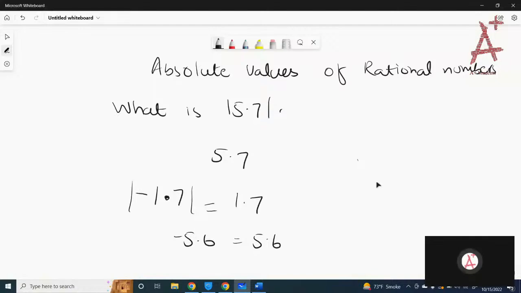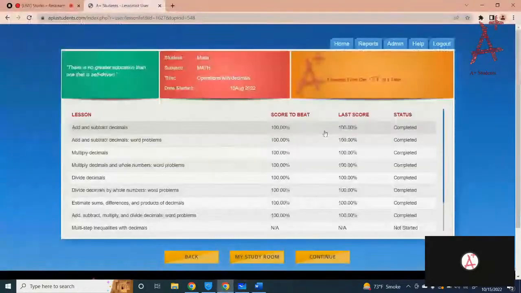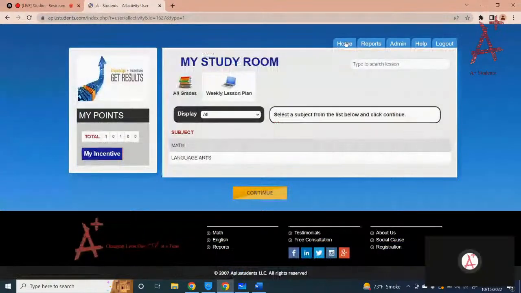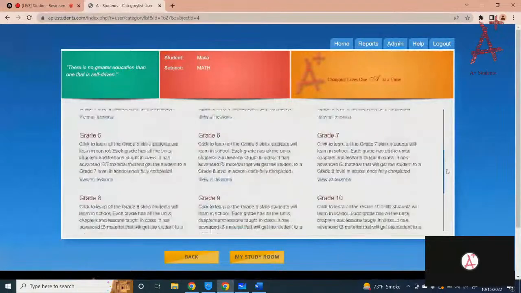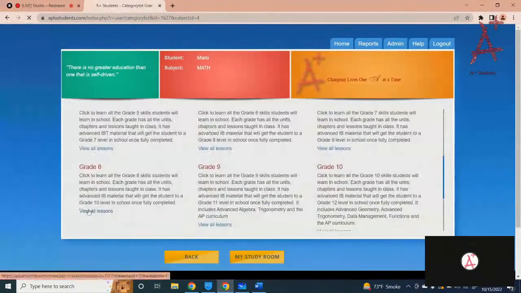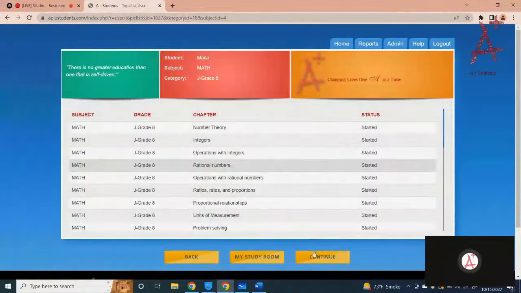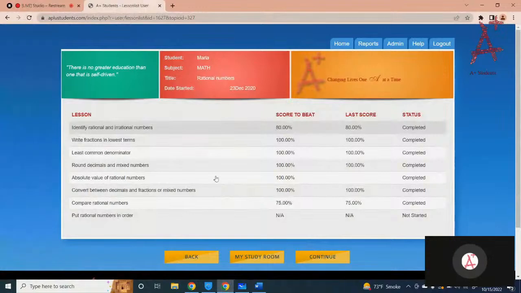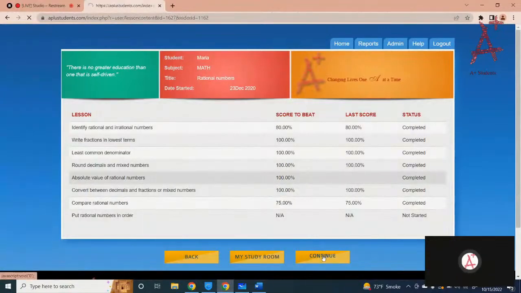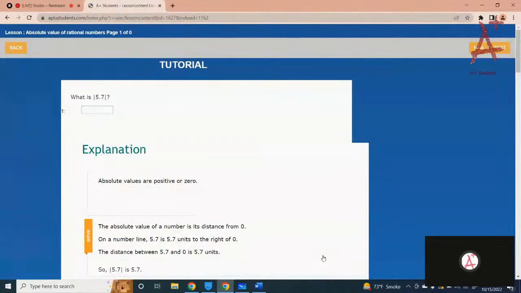Okay, on the top right corner we have a test button. Let's just start with the test. Just go to grade 8 maths. We are working on rational numbers, and the topic name is absolute value of rational numbers. So let's start with the test questions.